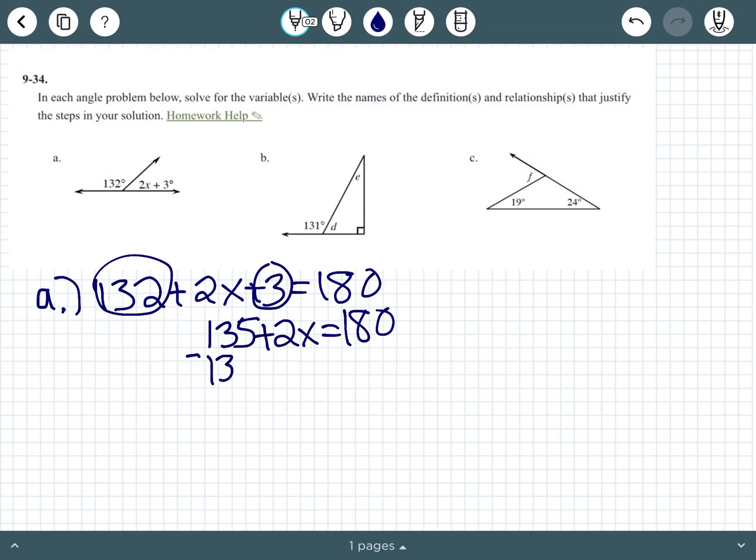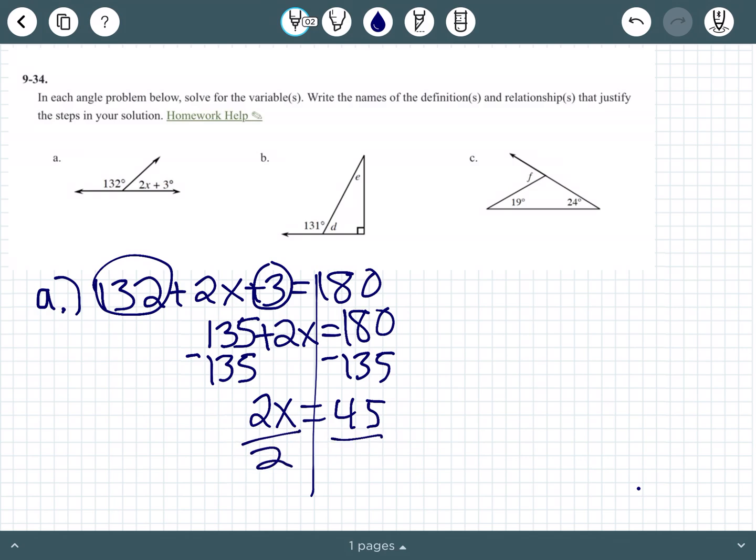Now I will subtract 135 from each side, and I'm left with 2x equals 45. So 2x equals 45. Now I know to get my x by itself, what I need to do is divide by 2. And what I do on one side, I need to do on the other side. So I'll divide by 2 on both sides.